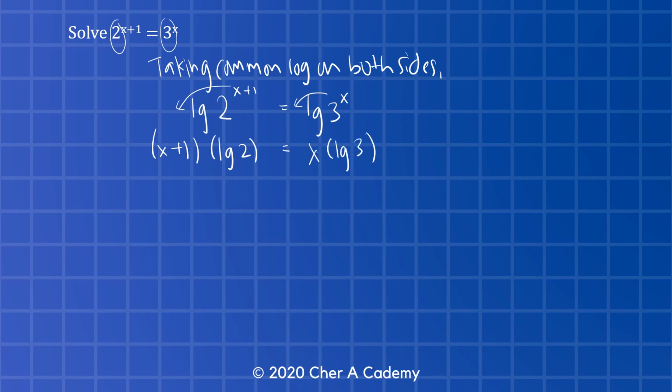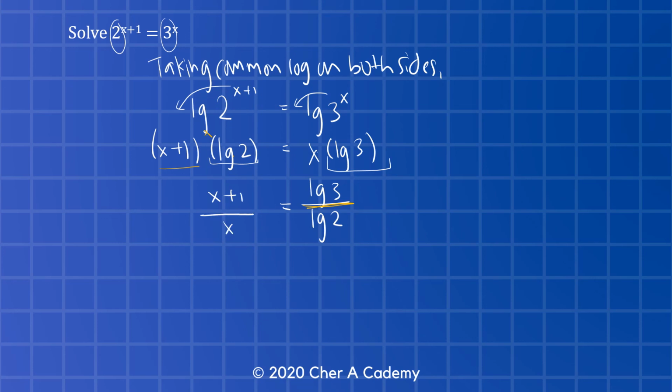Okay, don't be afraid of lg 2 and lg 3. These are values that I can find out from the calculator. So I'm going to put them on the same side. Why is lg 2 in the denominator? Because this is x plus 1 multiplied by lg 2. So when I bring it over to the right hand side, it becomes divide. So same goes for the x's.